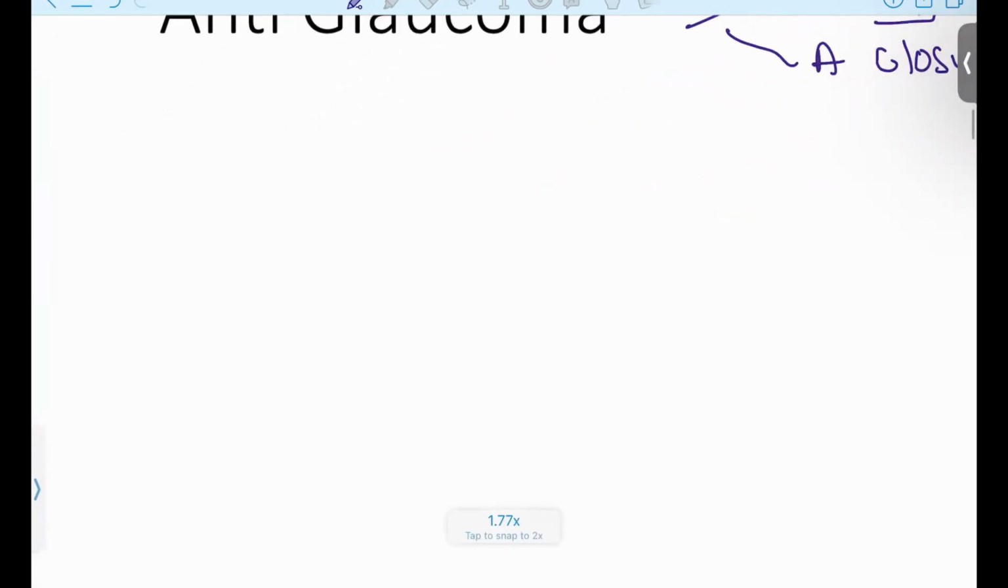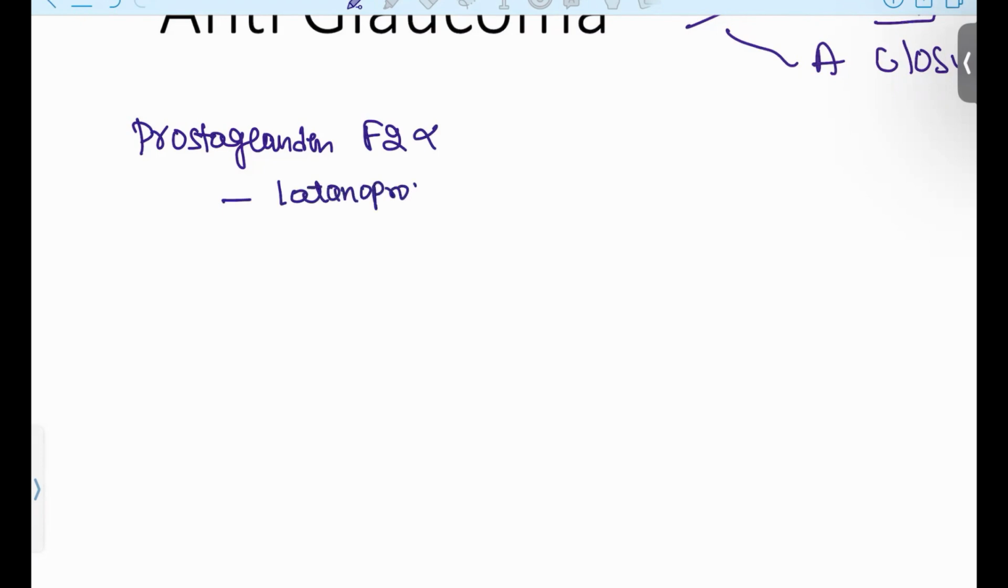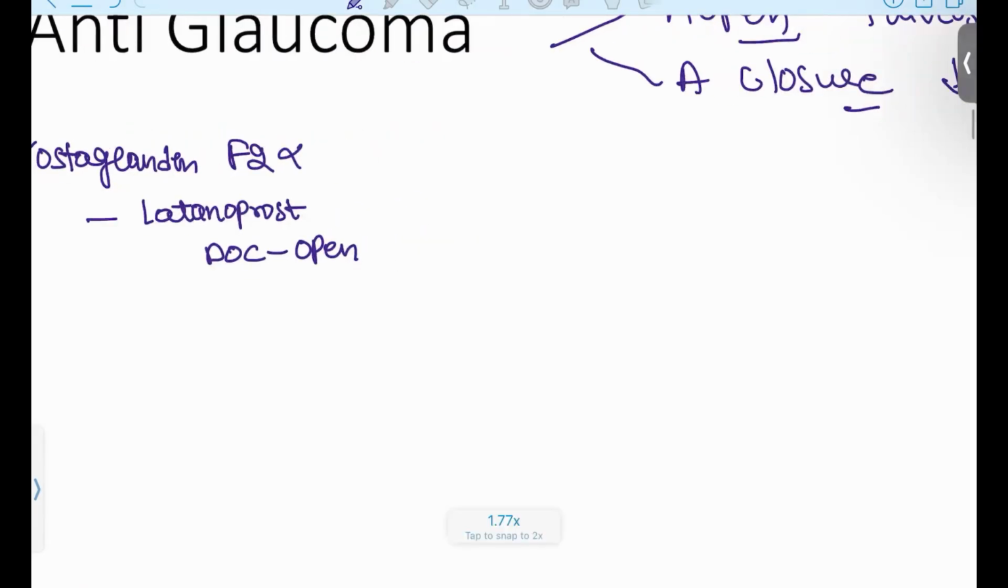So let's see the classification. The first one is your prostaglandin F2 alpha drugs. Among these F2 alpha drugs, the best drug is latanoprost. And this is the drug of choice for patients who are suffering from open angle glaucoma. And what is the mechanism of action? It will increase the uveoscleral pathway. This is the minor pathway which will clear whatever pressure is built up due to aqueous humor. So the flow will go through the uveoscleral pathway.